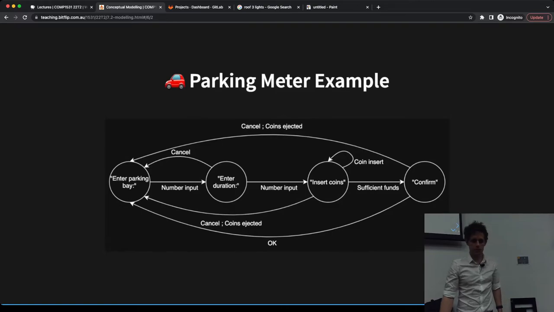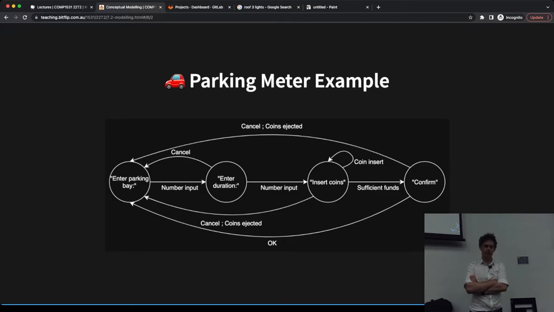And now we have a slightly more involved example, which is a parking meter. So this might help bring it to life a little bit. So with this parking meter example, you can see that you can enter the parking bay. Who pays for parking? Anyone ever pay for parking? I'd rather die, personally. Who owns a car? That's good. I don't own a car. Still hope for me. You guys make me feel very welcome.